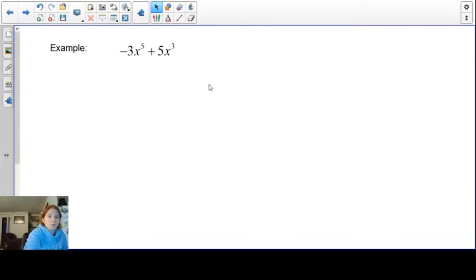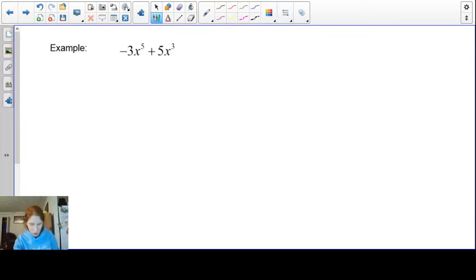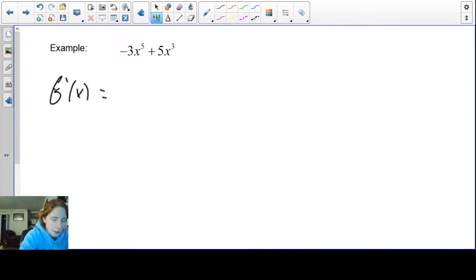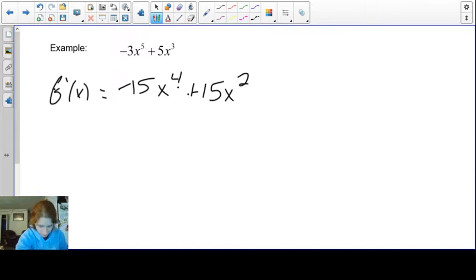So first steps first, I need to go ahead and take the first derivative of this function. So again, I'm just going to call it f of x. It's going to give me negative 15x to the fourth plus 15x squared. Step number 2, take that derivative, set it equal to 0.